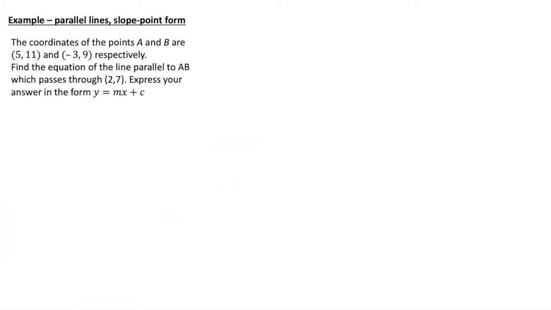Okay, carrying on, we've got the same points, but this example we're going to be looking at parallel lines, and we're going to use slope point form. So we've got the same coordinates, and this time they're asking for the equation of the line that's parallel to AB, so using the parallel property, and it passes through (2, 7). And we have to express our answer in the form y equals mx plus c.